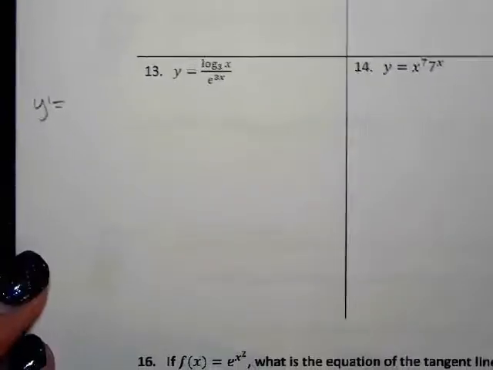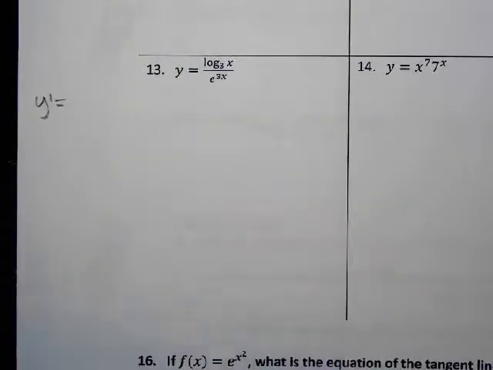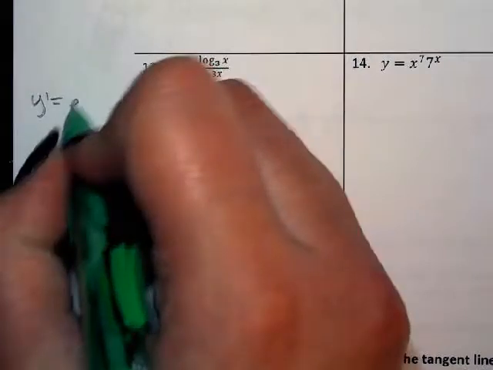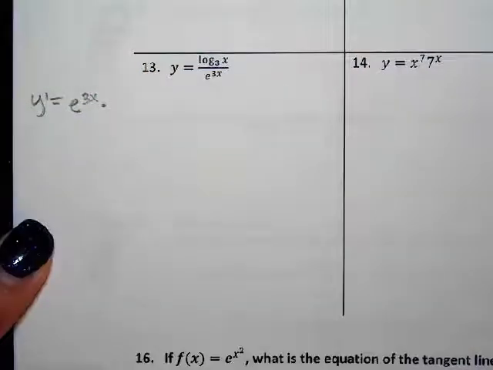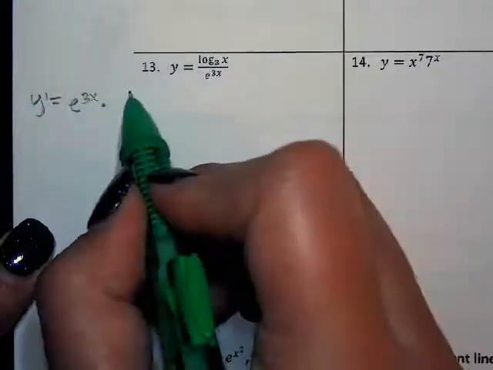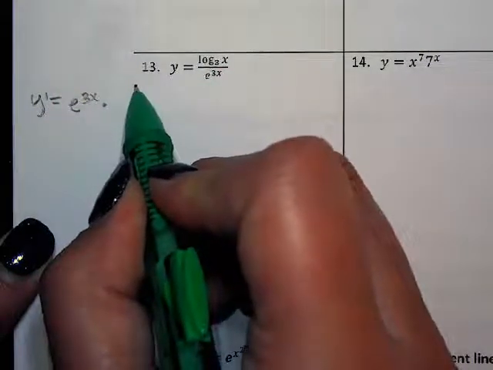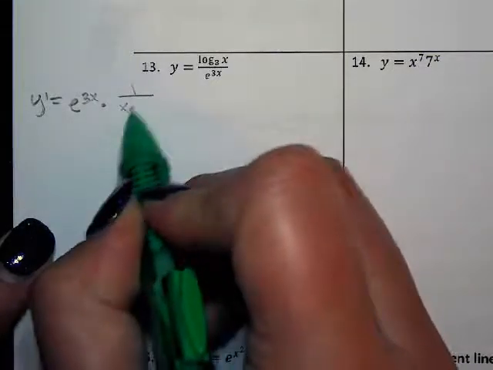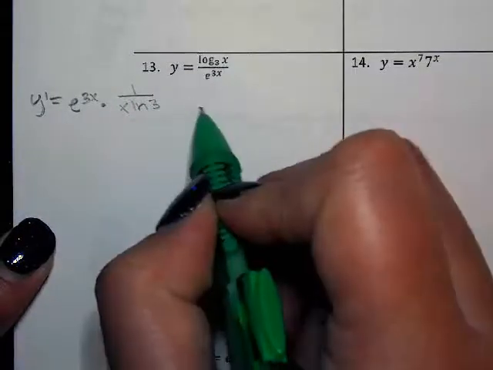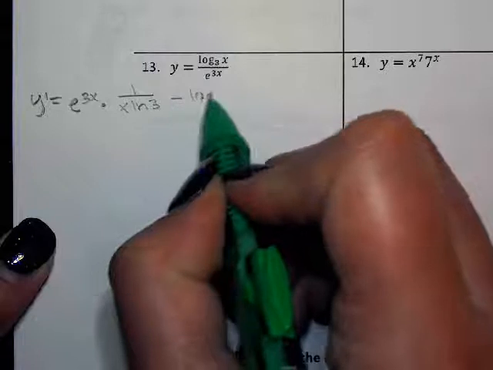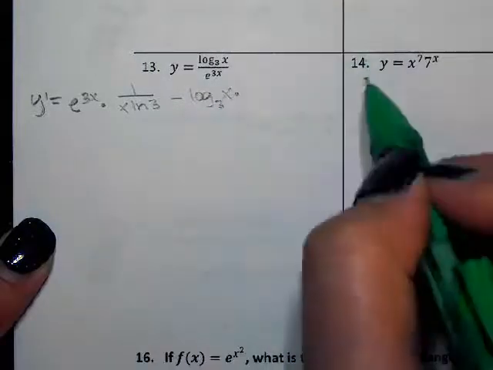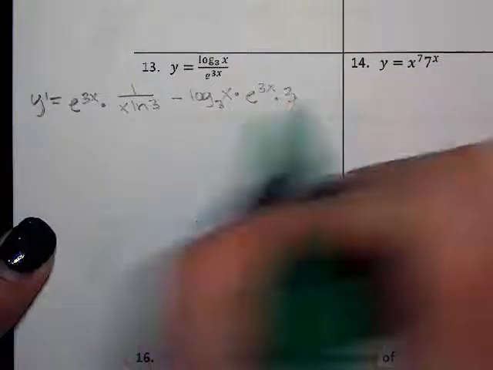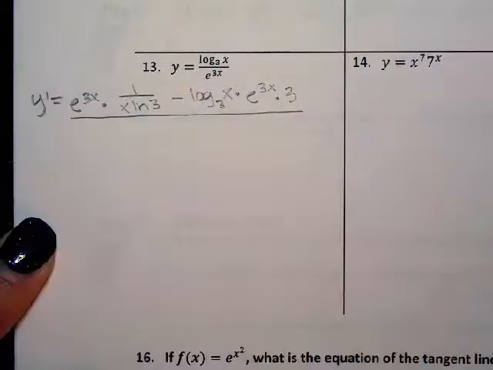All right, so quotient rule, what do we do? Low d high. So what's the derivative of the top? We get 1 over x ln 3. Okay, low d high minus high d low. What's the derivative of the bottom? e to the 3x times 3. Okay, divided by the bottom squared.